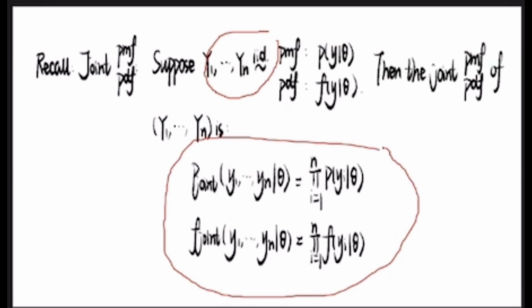And why are we multiplying them? Because we said they are independent. You remember in a probability class, if A and B are events and they are independent, the probability of the joint occurrence will be equal to the product of the marginal probabilities. So that's why you see the product here.